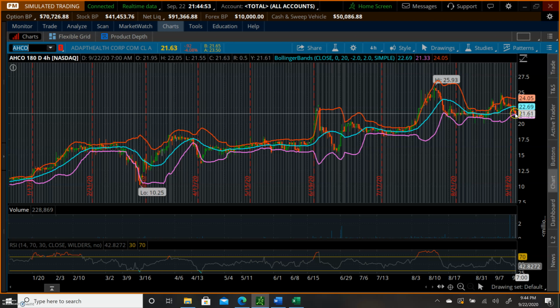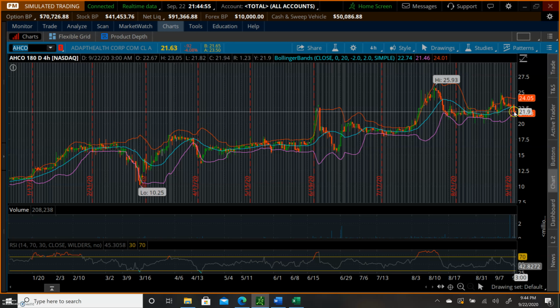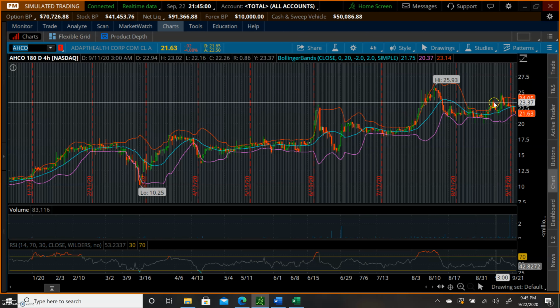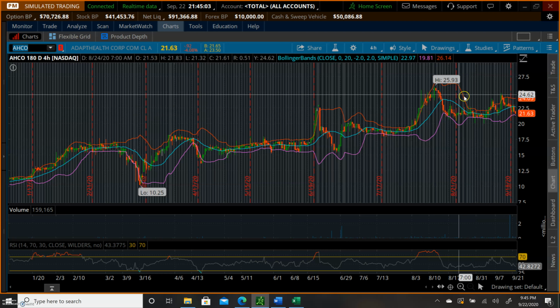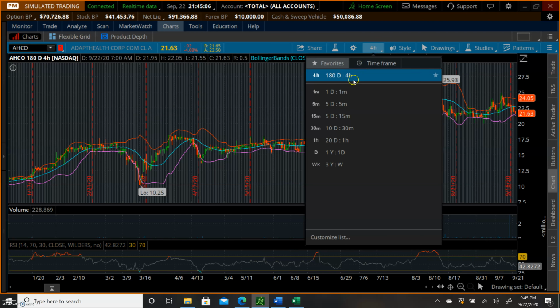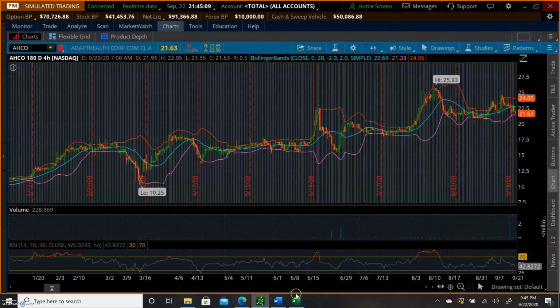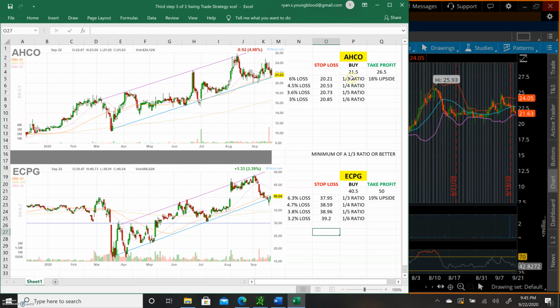So each day here it's marked is 4 days, or I'm sorry, 4 hours. So 180 days, and each candlestick represents 4 hours, as you see it here. Okay, so if we would put in a ratio of 1-to-3, that's what we want to start off. See what it looks like for now. And so our buy price is at $21.50, and that's right around here. Okay, $21.50, where my cursor is.